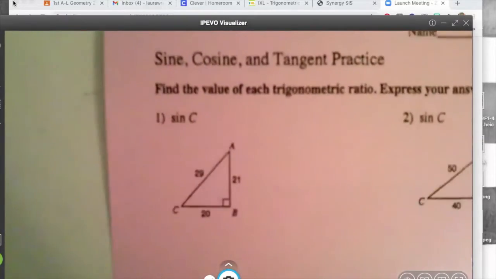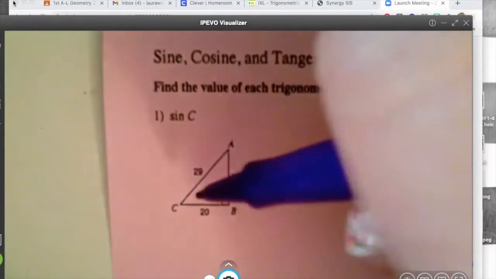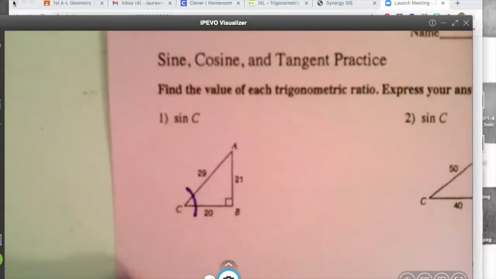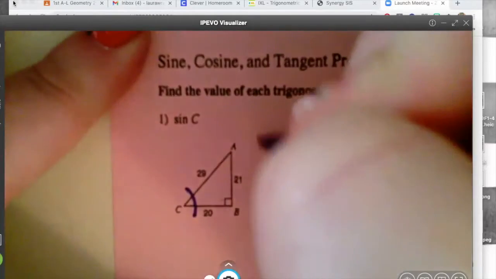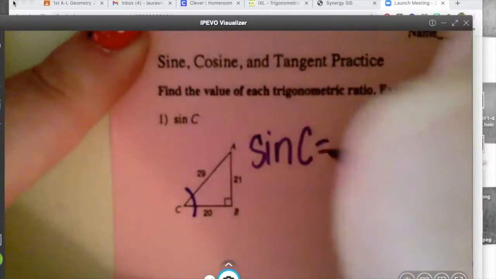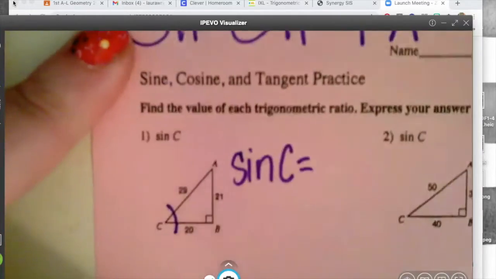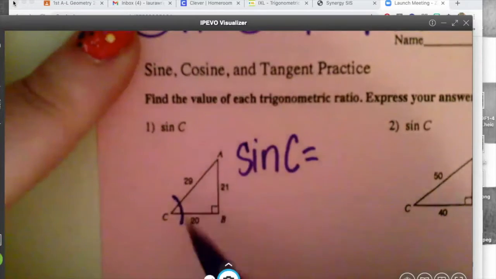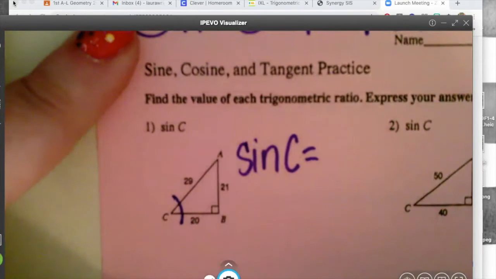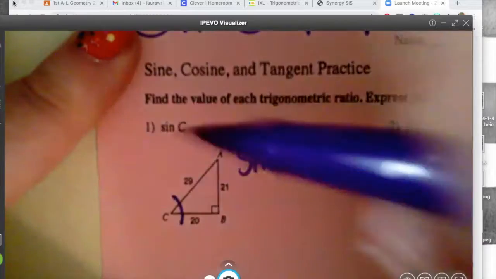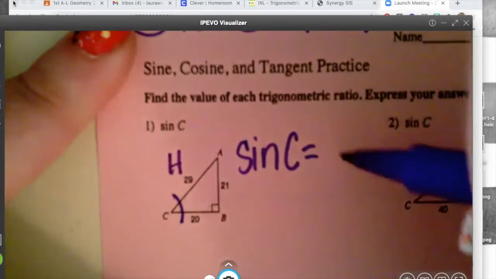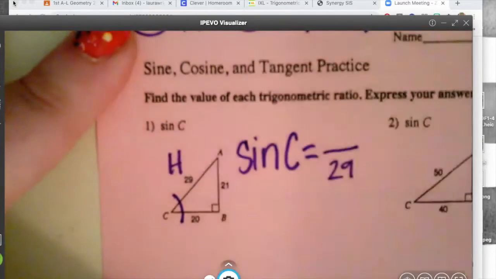We're going to find the sine of angle C. Well, here's angle C. We mark that. And the sine of C is going to be equal to opposite over hypotenuse. So which of these lines is the hypotenuse? 29, 20, or 21? Good, 29. So hypotenuse is going to go down there.